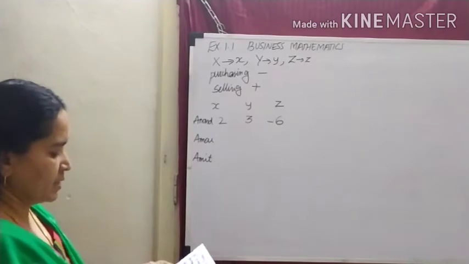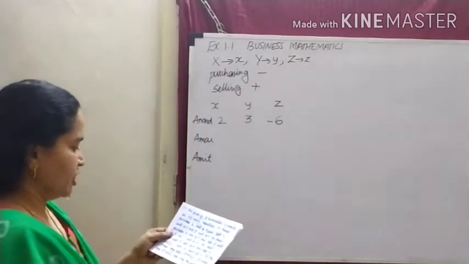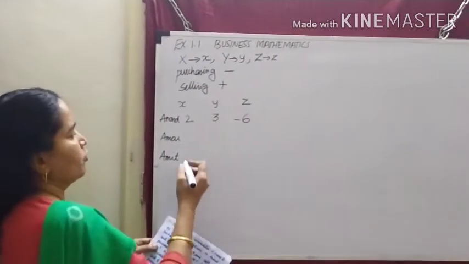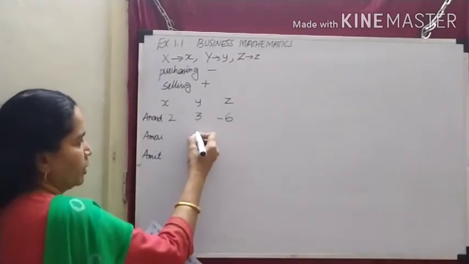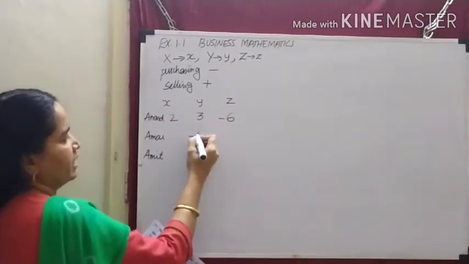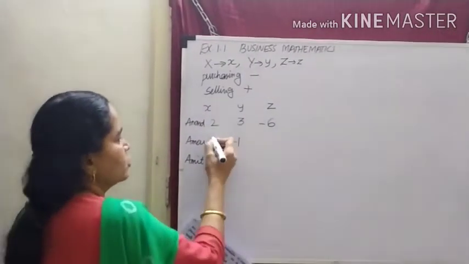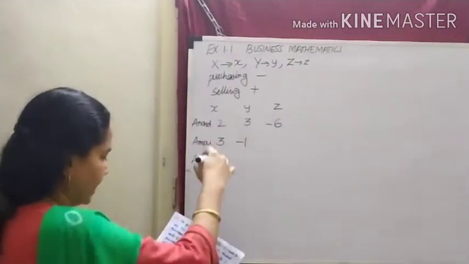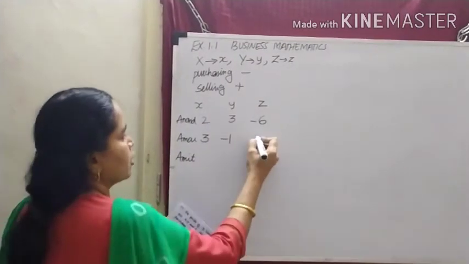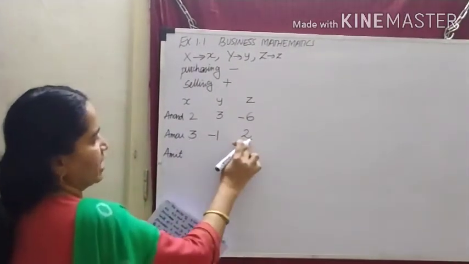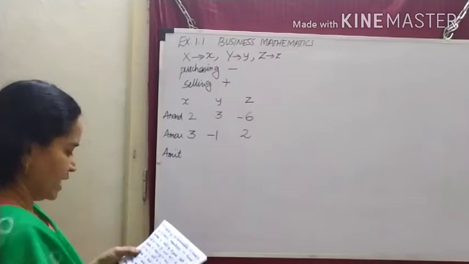The second person Amar. Amar purchases a unit of Y. A unit means it is 1 unit. Purchasing, so it is negative. Sells 3 units of X. So selling means positive under X. And 2 units of Z. So selling we have taken positive, purchasing negative.